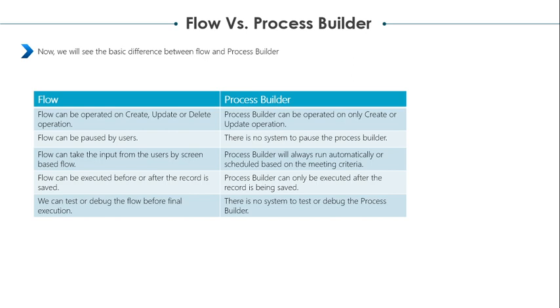In the screen based flow, as we have discussed, flow can take input from the users, but in process builder, the respective logic will always run automatically, or you can define the process builder with respect to time frequency. Flow can be executed before or after the record is saved. We can compare this type of auto launched flow with Apex trigger, but in process builder that feature is not there, because process builder can only be executed after the record is saved.